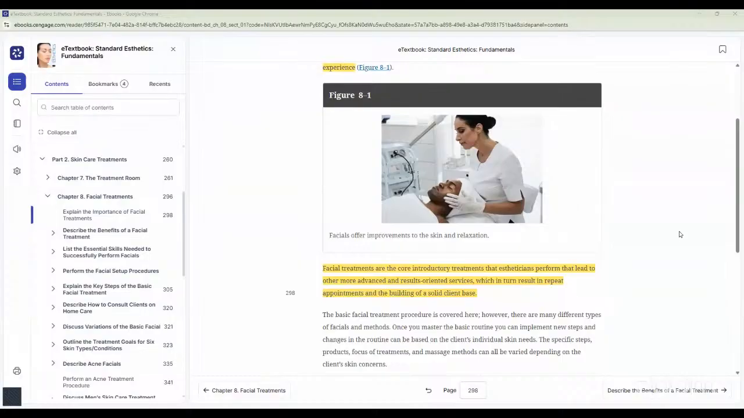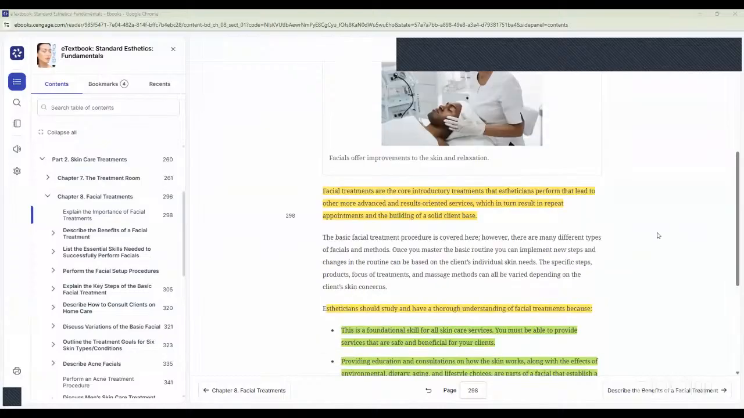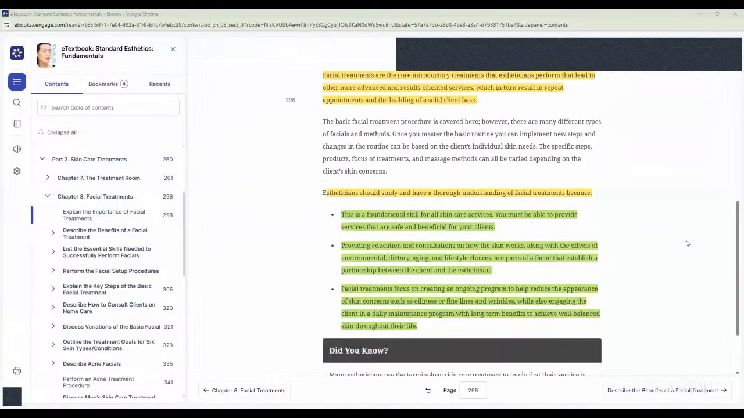It says the basic facial treatment procedure is covered here. Okay. There are many different types of facials and methods. You are going to learn foundational, and I will push you to continue to move forward. Okay. It is one of our check-in questions. This is, estheticians should study and have a thorough understanding of facial treatments, because I'm highlighting that in green because this is foundational. If you're going to tell somebody you're an esthetician, of course you know how to do a facial. Of course you understand all things facials.